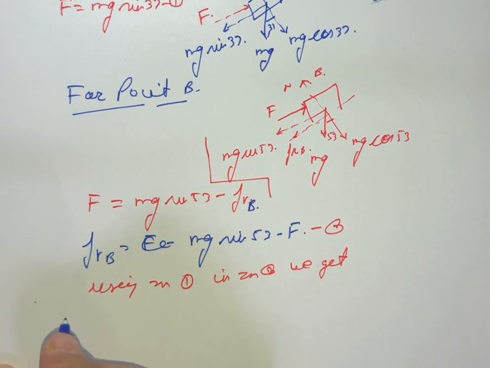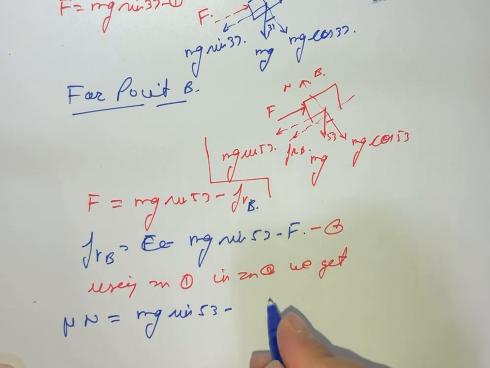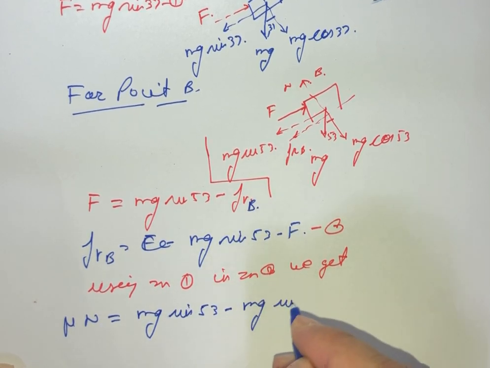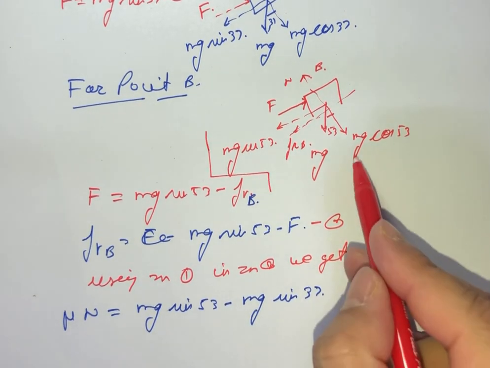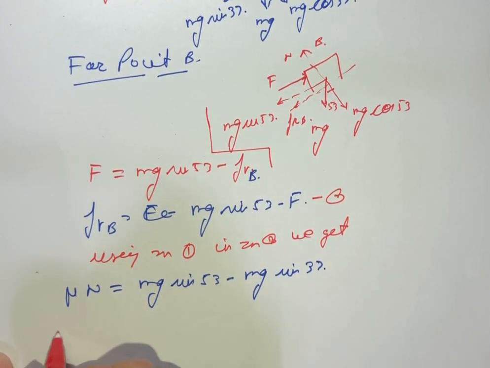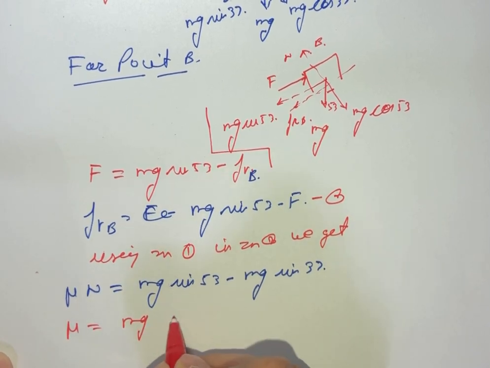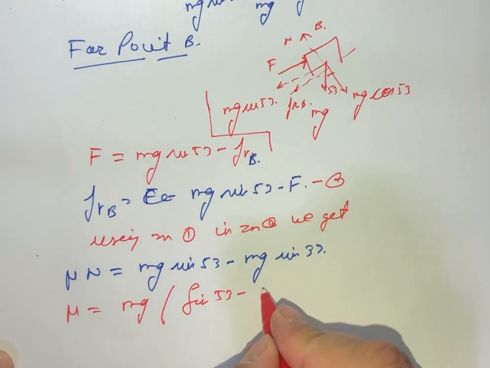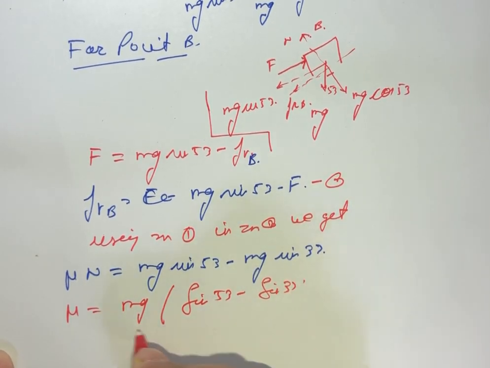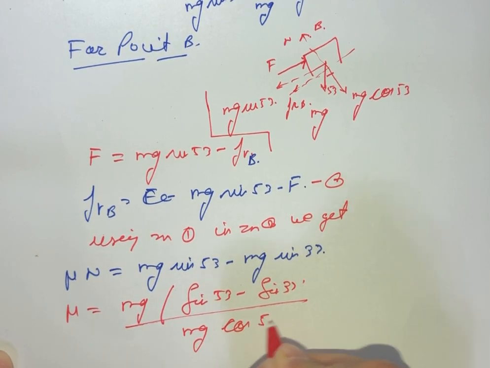FRB we can write as mu normal, which will be equal to mg sine of 53 minus mg sine of 37, and normal is equal to mg cos of 53. Substitute the value, so we get mu is equal to mg common, so we get sine of 53 minus sine of 37 divided by mg cos of 53.